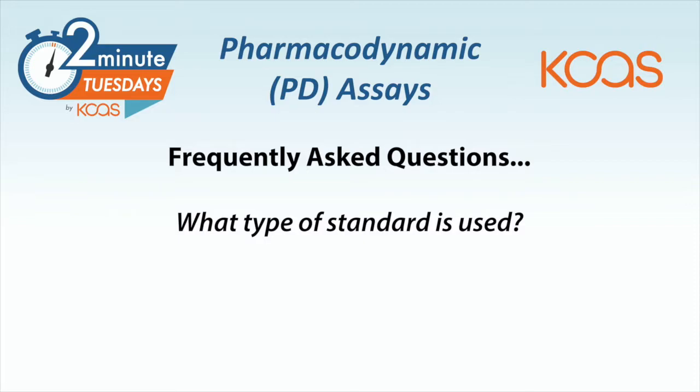The most common questions that I get regarding PD assays are, what type of standard is used? So one of the biggest challenges with PD assays is frequently you use what's called a recombinant protein standard. And this is something that's synthetically engineered and is in the laboratory. And sometimes it does not have the same properties as the endogenous protein, meaning a protein that is naturally occurring within an animal or a human.